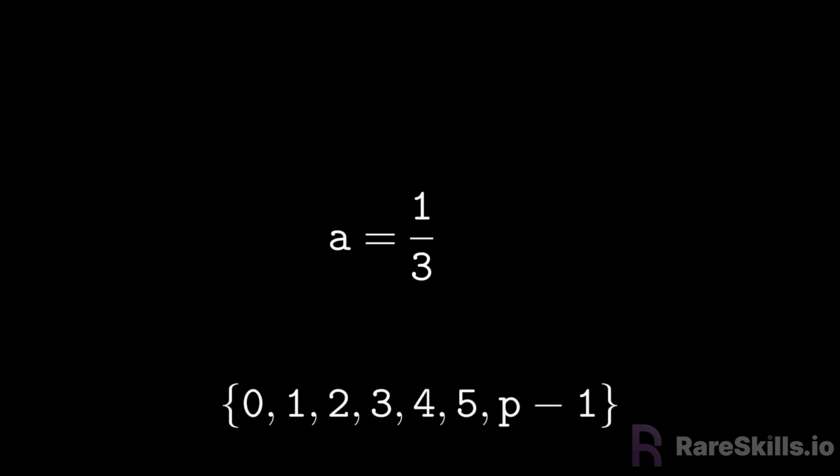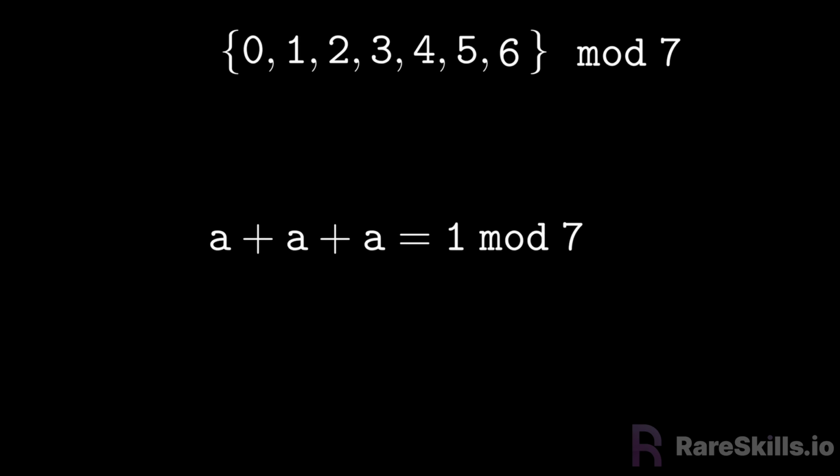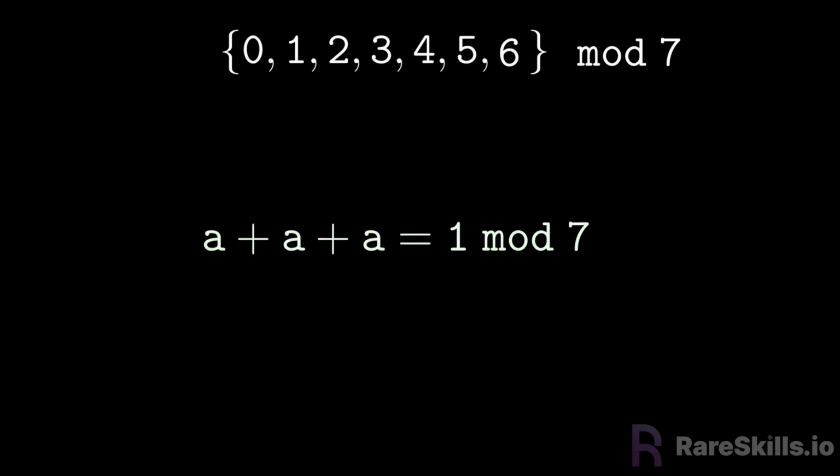We only have the numbers from 0 to p minus 1, and for modulo 7, that makes it p minus 1, which is equal to 6. In the finite field modulo 7, only the numbers 0, 1, 2, 3, 4, 5, and 6 exist. 1/3 is not one of the numbers. This gives us a situation where we are trying to find a plus a plus a is equal to 1 modulo 7. To arrive at the solution, we can try to brute force a by changing it to an element in our set of numbers starting from 0.